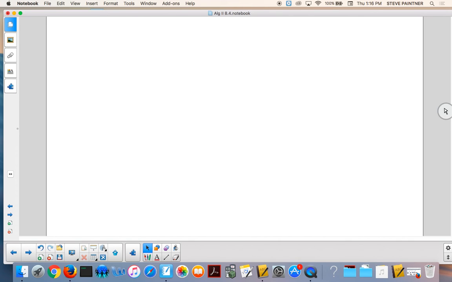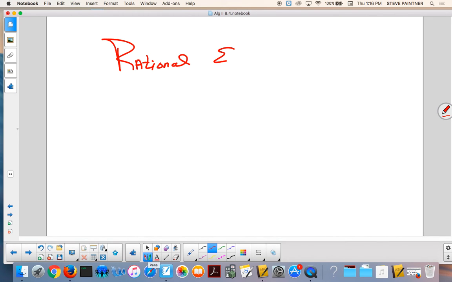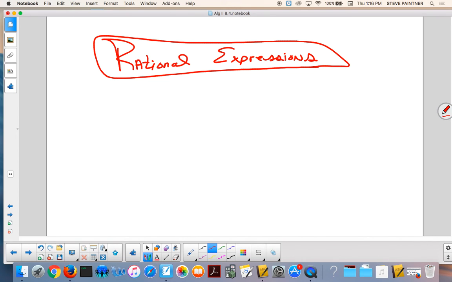We are going to work with this. Rational expressions. Pretty much the rest of the year is rational expressions. Here's what you're going to do. You're going to reduce them, multiply them, divide them, and add and subtract them. And what are they? Rational expressions?